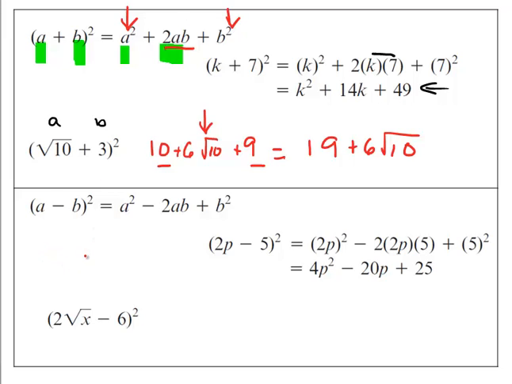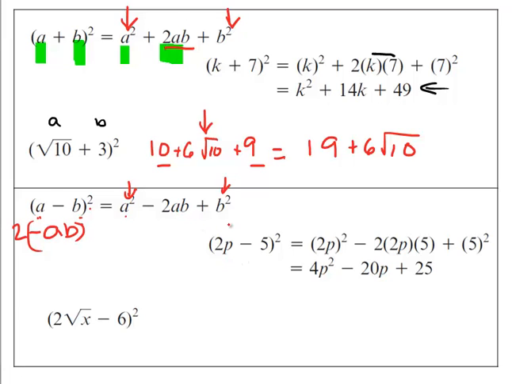Let's take a look at the other case with this, where it's the difference. So anyway, here is (a - b) squared. So the first term is squared and the last term is squared. And the middle term is again 2 times their product. So a times negative b was negative ab, times 2 gave me minus 2ab.